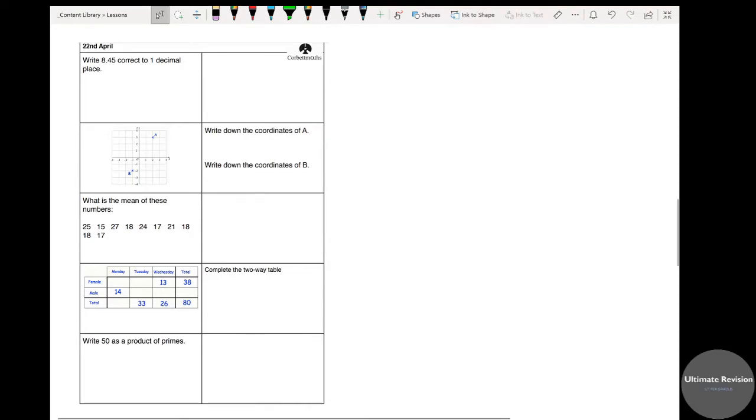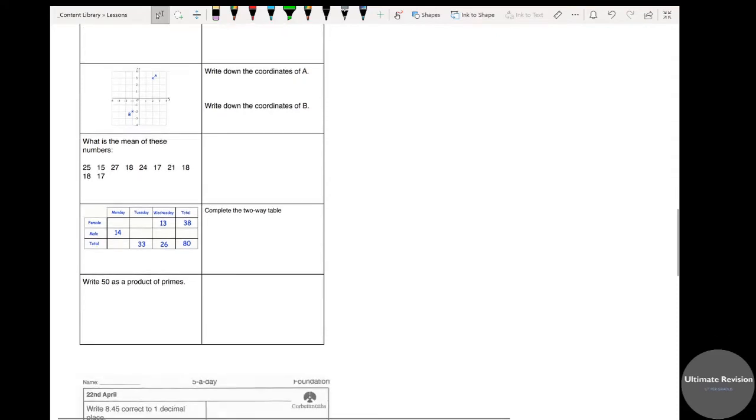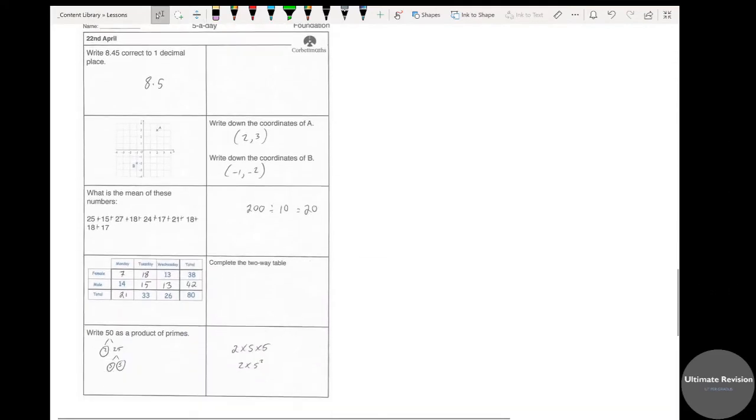Okay, that's about time, guys. Right, here are the answers. You can mark your own. The first one, right, 8.45 correct to 1 decimal place, round it 8.5, so that's going to be useful for today's lesson. The coordinates of A are 2, 3, and then -1, -2. The mean, you add them all up and divide by how many there are, and there are 20 there.